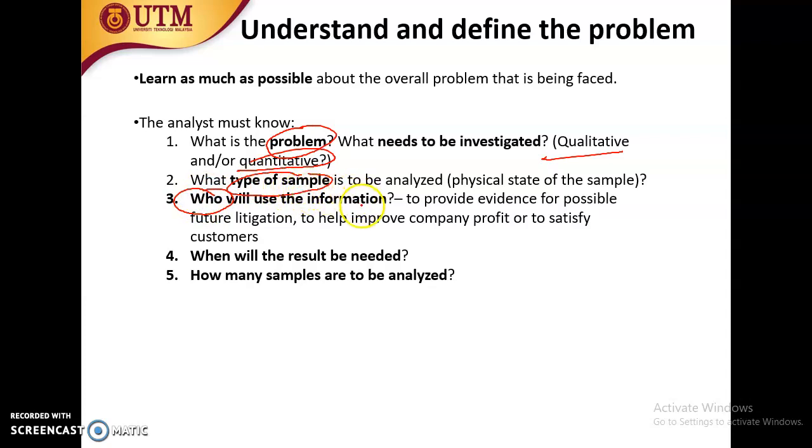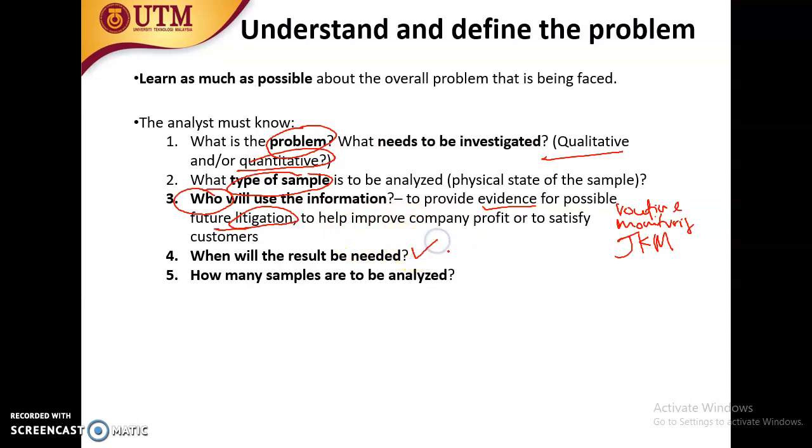But what if you are doing routine monitoring? For example, a shipment coming from China. You want to monitor what that is. The one who is going to use the information is the customs. And who does the routine monitoring for customs in Malaysia? Most of it is Jabatan Kimia Malaysia, the Department of Chemistry Malaysia. It is to provide evidence for possible cases if, let's say, there are illegal shipments coming in and so on.